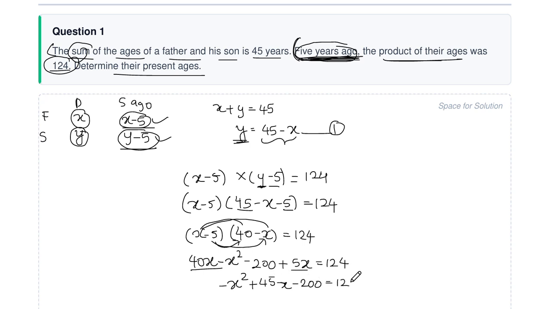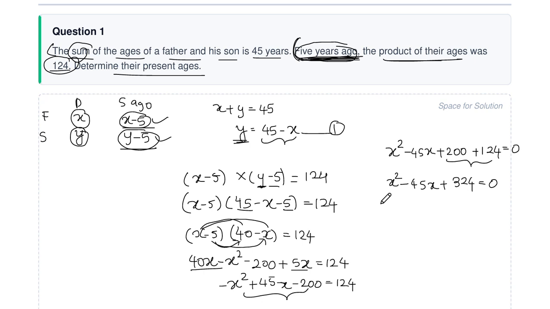is equal to 124. So if we take all these three terms to the right hand side, minus x square becomes plus x square, plus 45x becomes minus 45x, minus 200 becomes plus 200, and plus 124 as it is, equal to 0. So we get x square minus 45x, 200 plus 124, which is plus 324, equal to 0. So this is our required quadratic equation. Solve it by using factorization or quadratic formula method to find the ages.